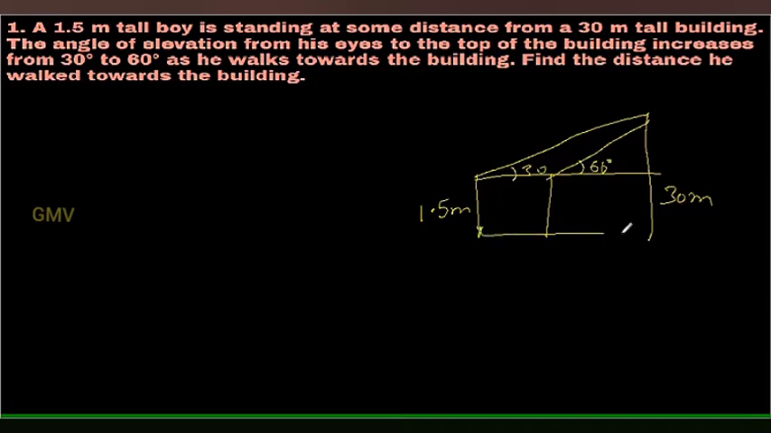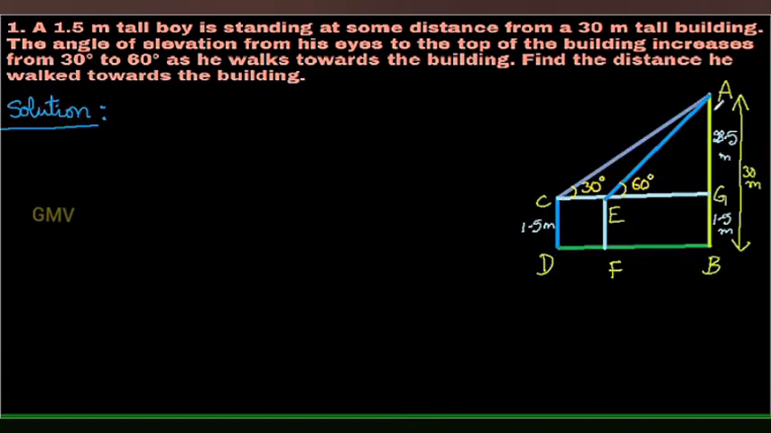So this is the ground level. Here we have to find the distance he walked towards the building. So we have to find out this distance. CD is the height of the boy. AB is the height of the building. Angle ACG is 30 degree. Angle AEG is 60 degree. We have to find out the distance walked by the boy towards the building, that is CE. So he is at C and finally he is at E. So let us see the solution.